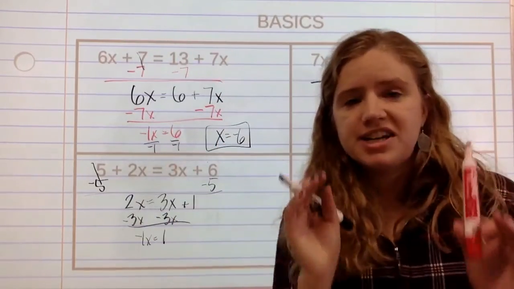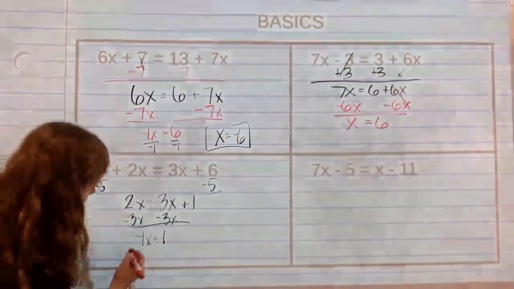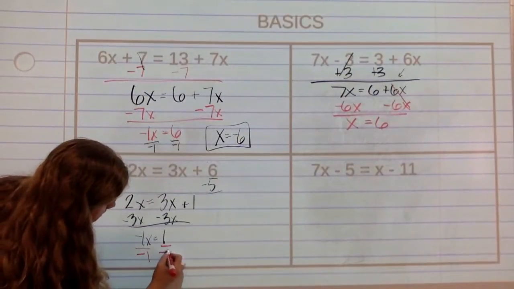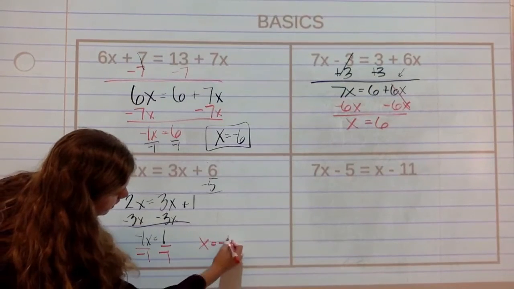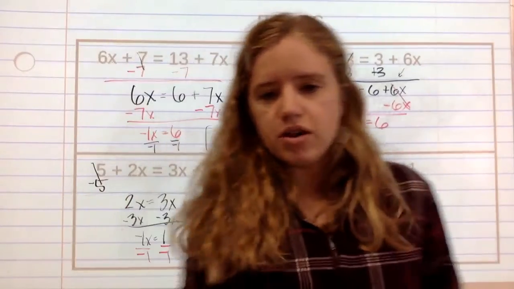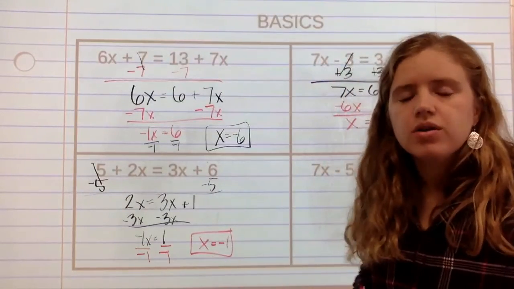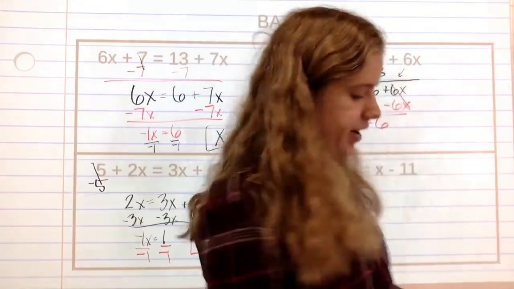Again, how do you get rid of the negative 1x? We're going to divide by negative 1. Negative 1x, let me squat over here. Negative 1. You get x equals negative 1. Okay, x equals negative 1. So, again, our goal is to get x by itself. Our goal is also to get all the constants to one side and all the variables to the other.